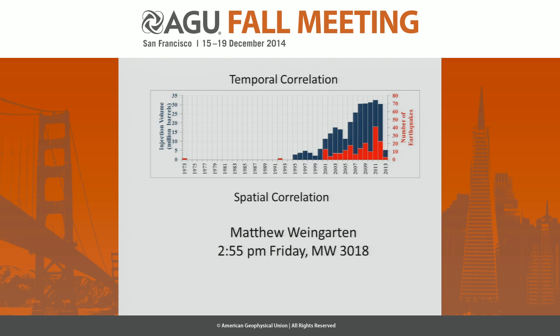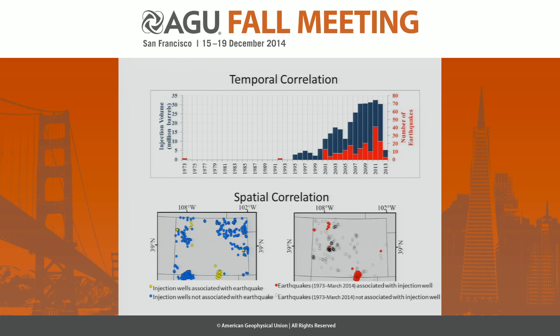But I'm going to bring your attention to a talk by Matthew Weingarten on Friday afternoon, 2:55 p.m. If you're still around, go check it out. It's the latest work on spatial correlation. Here I'm just going to show you a very small piece of that work. This map shows Colorado, and the blue dots are all the injection wells, and the yellow dots are a subset of the injection wells in Colorado that have been associated with the seismicity.